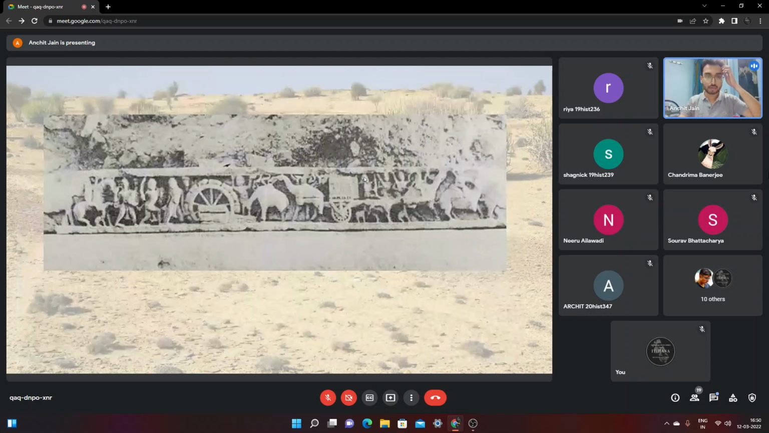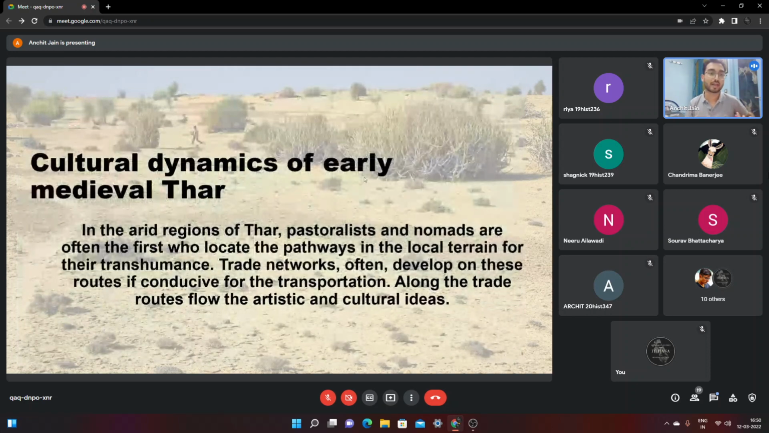Now, my last section will deal with the cultural dynamics of early medieval Thar. My main argument is that in the arid regions of Thar, the pastoralists and nomads are often the first who locate the pathways in the local terrains for the transhumance. Trade networks often develop on these routes if conducive for transportation, and along the trade routes flow the artistic and cultural ideas. So a careful study of the temples of the region of Thar suggests an inter-regional and intra-regional exchange of artistic and religious ideas.